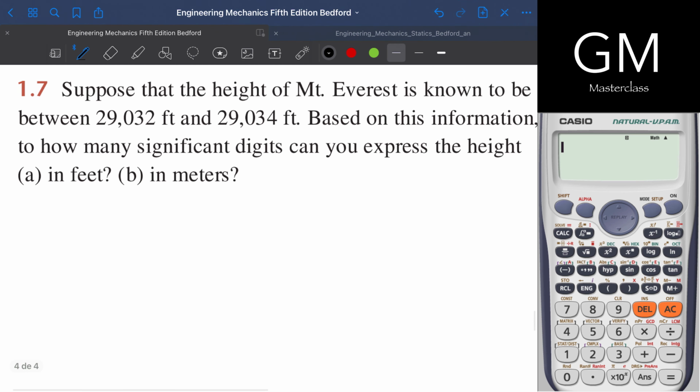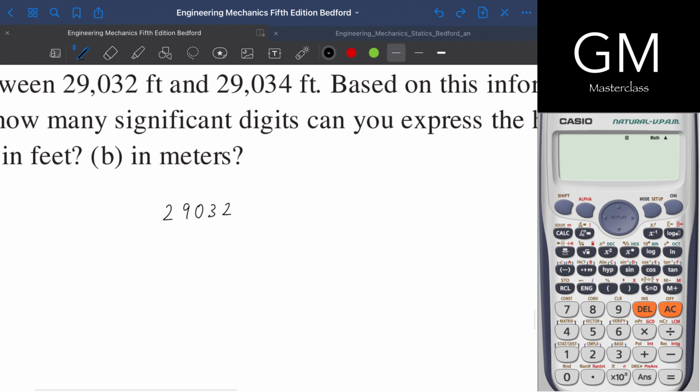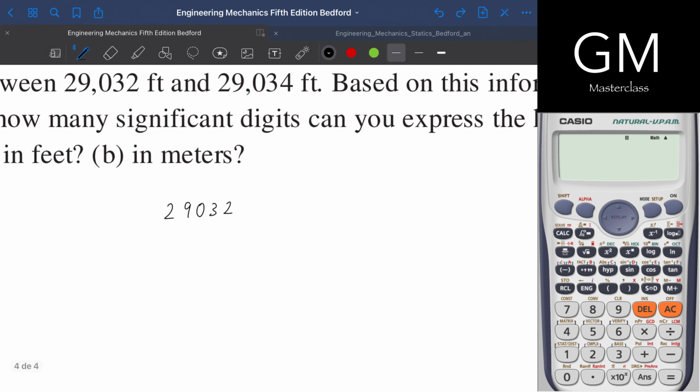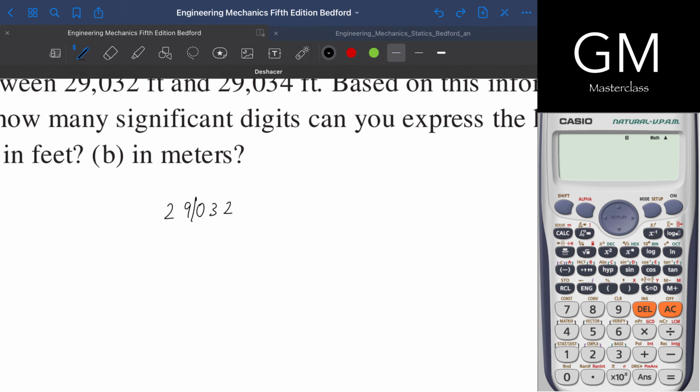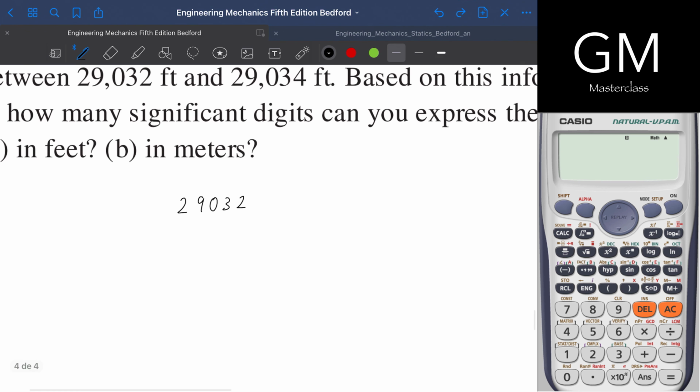Although what I like is not to write any value, because if I don't have anything here, I already know that I'm talking about thousands, because I have three numbers next to these two, so I already know that I'm talking about thousands. And this one, 29,034.